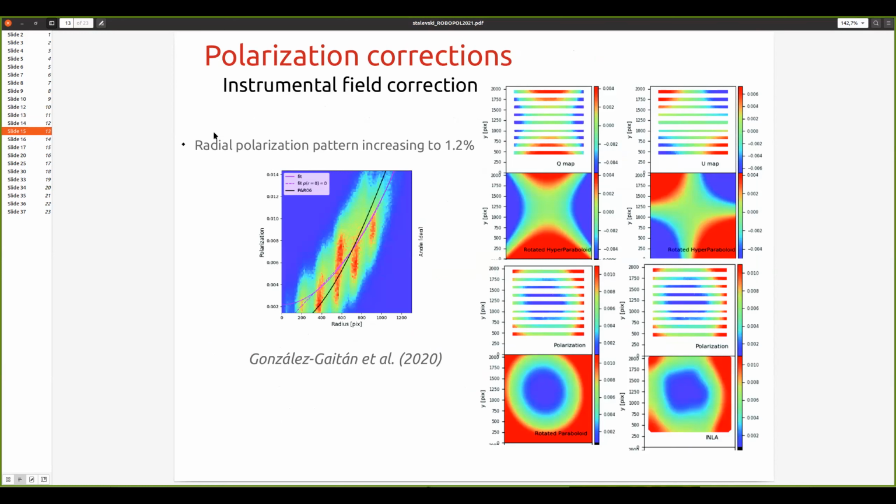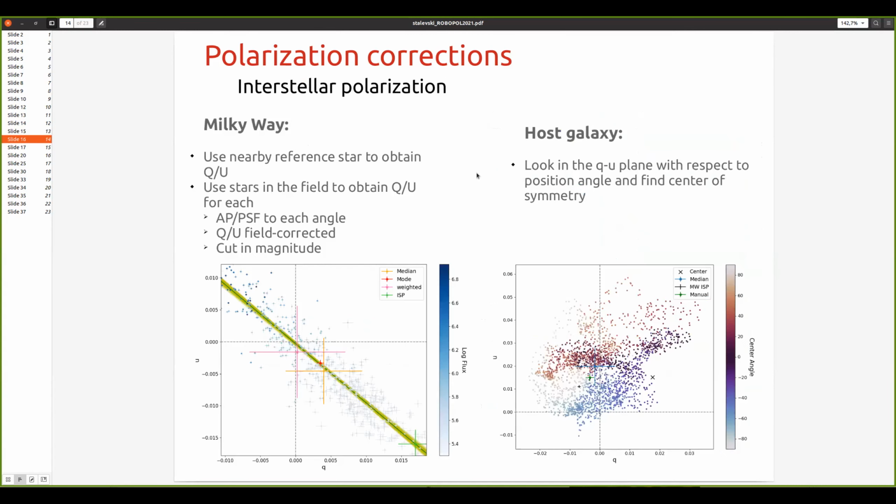So basically it was found that there is a radial polarization pattern in the instrument field of view increasing up to 1.2%, but it was found that it can be characterized well by the paraboloid if you look at the polarization map, or by hyperboloid if you look at the QU map, so it can be accounted for. And then we could probe both the Milky Way and host galaxy interstellar polarization.